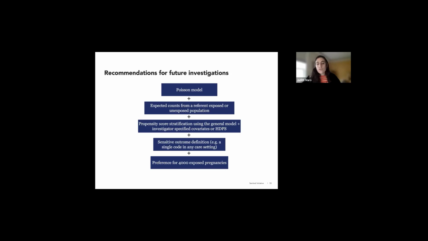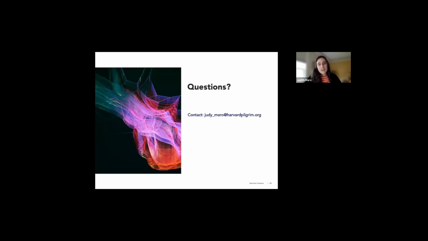And we have a preference for having 4,000 exposed pregnancies, but acknowledging that we still think, because of the dearth of information in the post-market for pregnant women in general, that we should still do work even when we have less than 4,000 exposed pregnancies, because some information, even if it is underpowered, is better than no information, which is often what we have now. And so I realize that last part was very fast. With that, I'm happy to take any questions, but I think we're very close to time. So I apologize for taking so much time with the presentation itself.